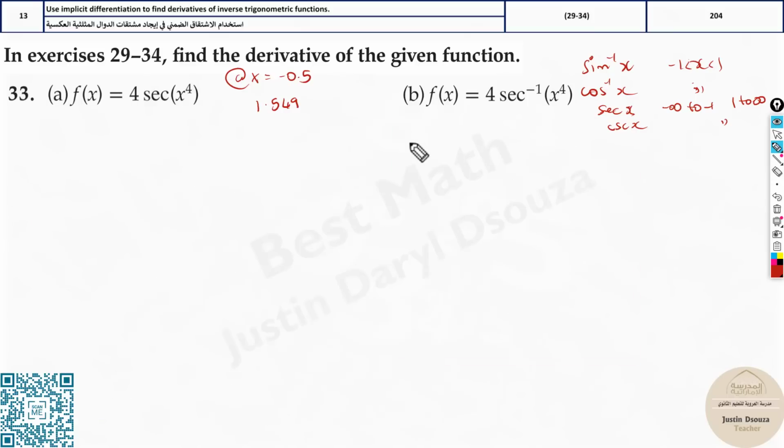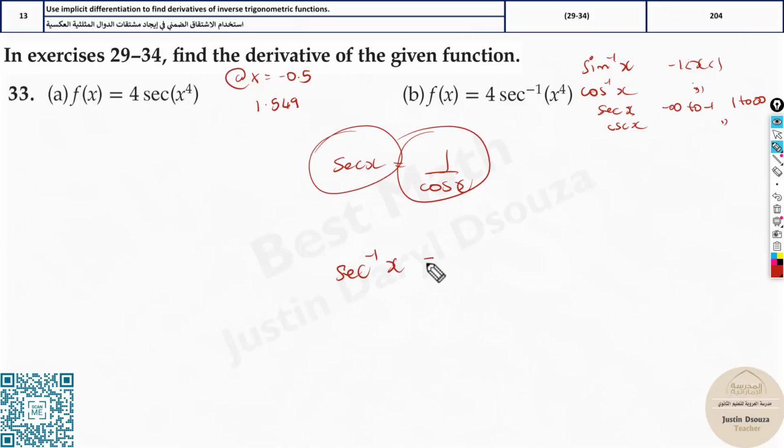Here we have secant inverse functions. How would you do this? You might be thinking, okay, we know that secant x is equal to 1 by cosine x, because this we know from the reciprocal identity from long back. But for inverse, secant inverse x, is it just 1 by cosine x to the power minus 1? Or do you think it's 1 by cos inverse x?